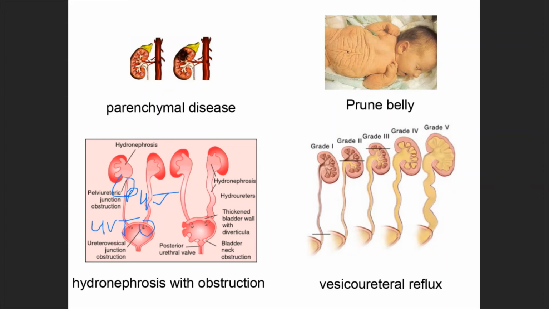Or you can have a posterior urethral valve. A posterior urethral valve is basically a mass that has grown in the urethra, so that it blocks it. And yeah, so then you have all this backup.